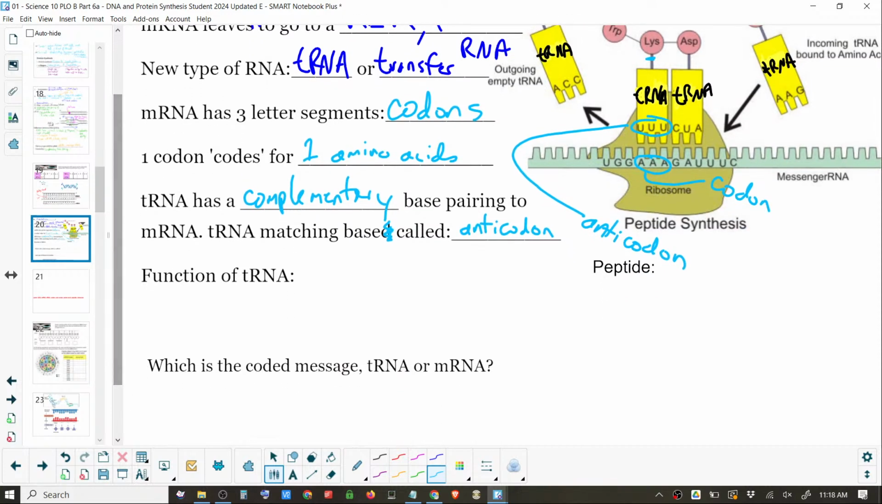So, the function of the tRNA is to bring amino acids to the ribosome. It has an anticodon to match it, so it'll always have the right one, and it will only bring it to that specific code.